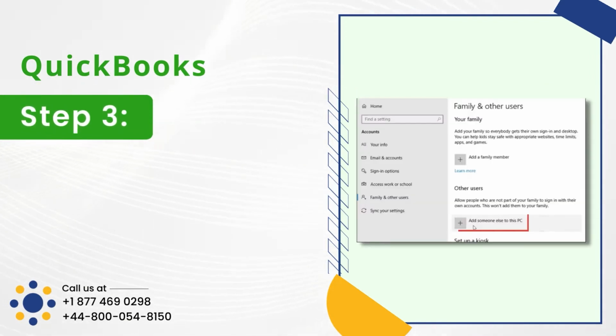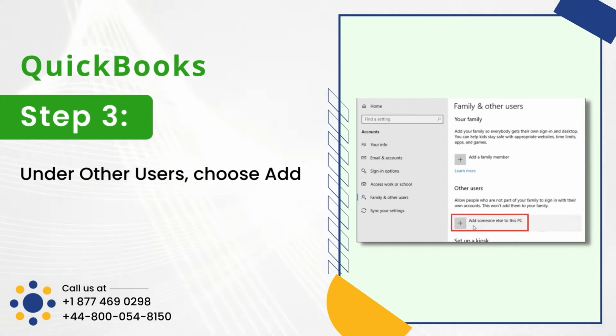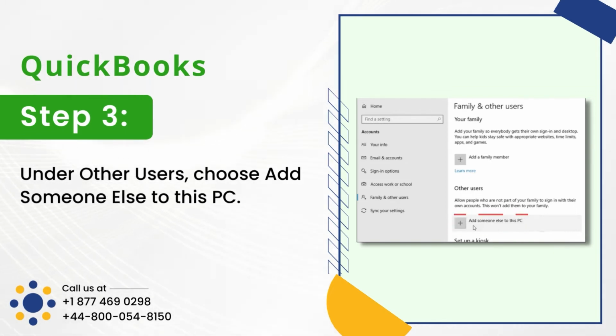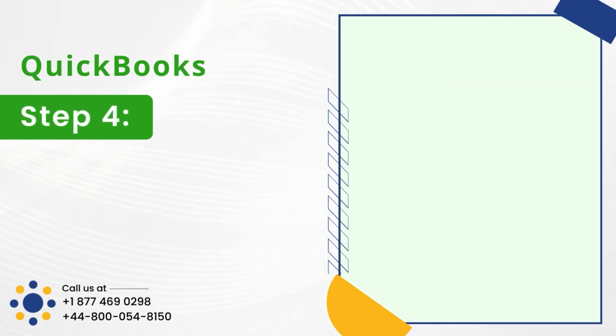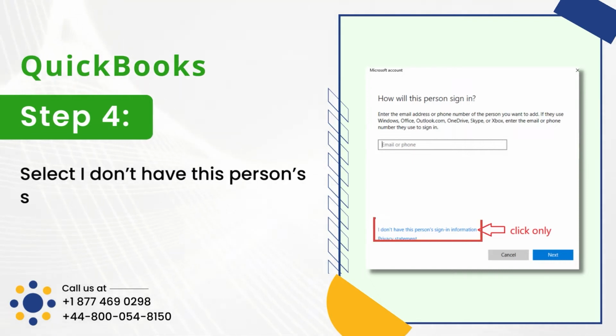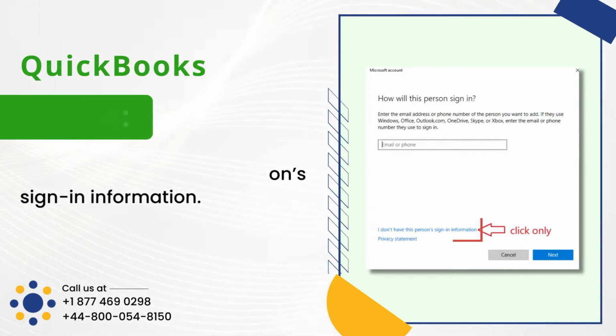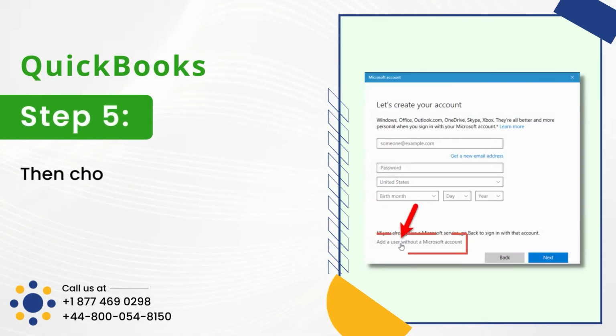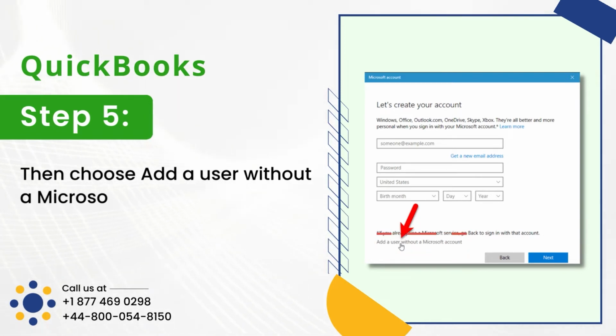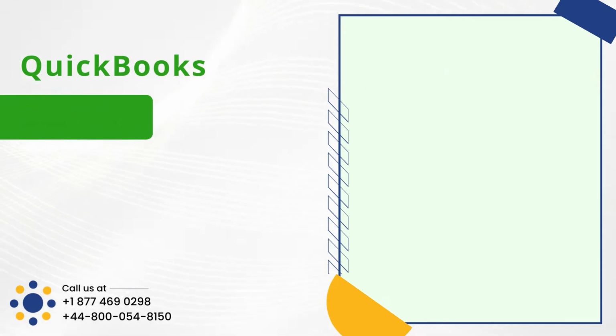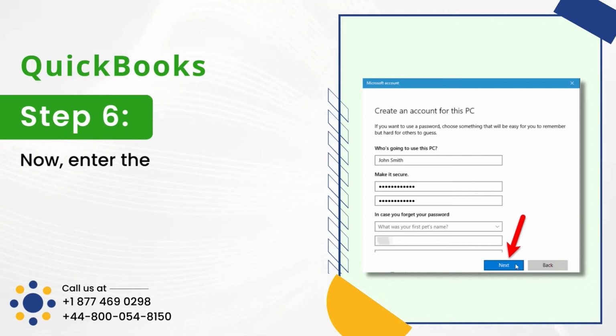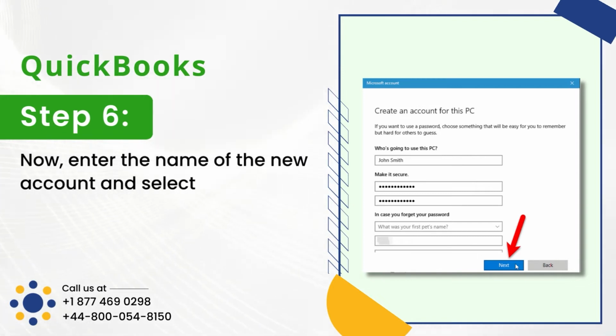Step 3. Under Other Users, choose Add Someone Else to this PC. Step 4. Select I don't have this person's sign-in information. Step 5. Then choose Add a user without a Microsoft account. Step 6. Now, enter the name of the new account and select Finish.